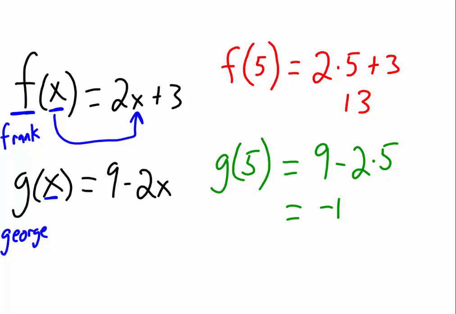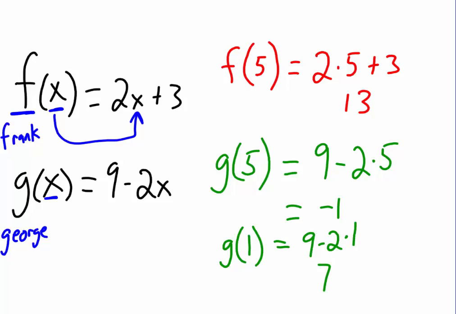Now, if we only gave him $1, let's just take a look at that real quick. If we gave George $1, then it would be 9 minus 2 times 1. 2 times 1 is 2. 9 minus 2 is 7. Well, that would be pretty awesome then. Give him $1. Get 7.